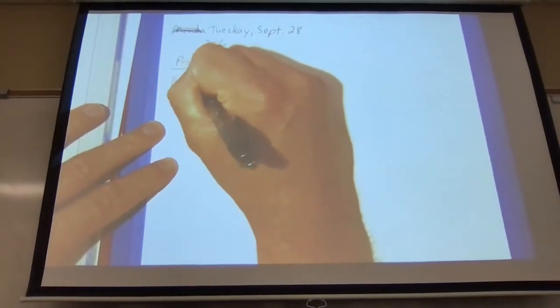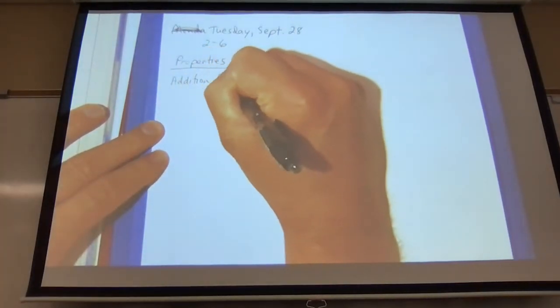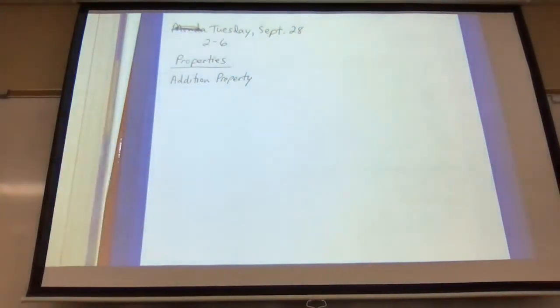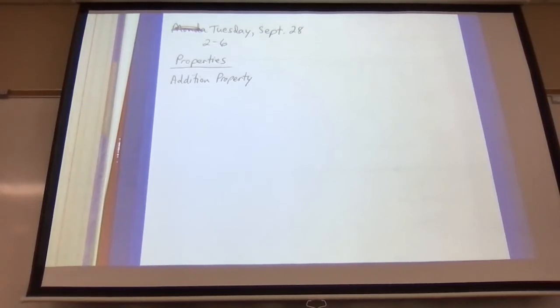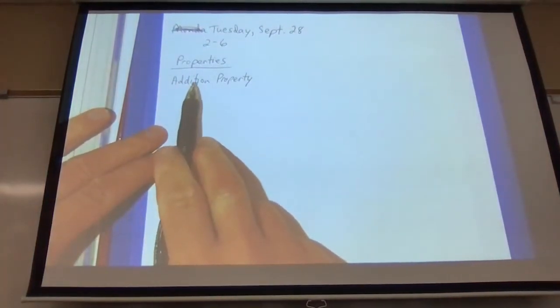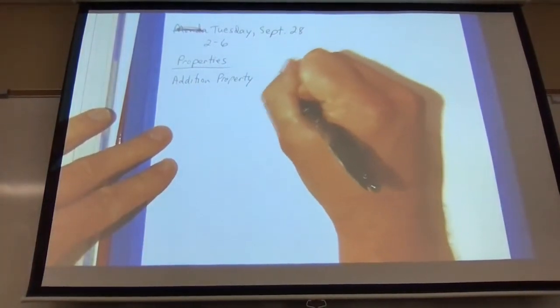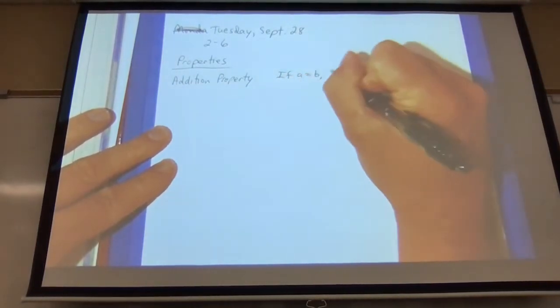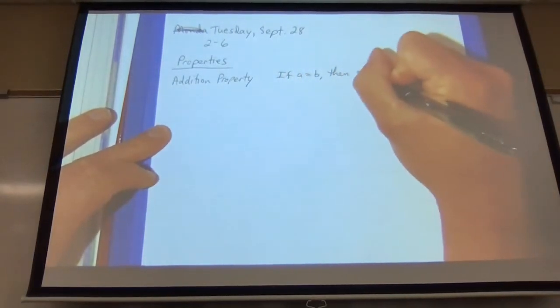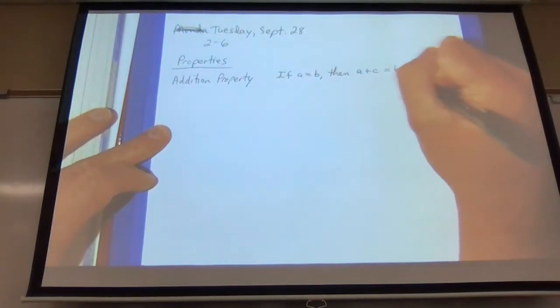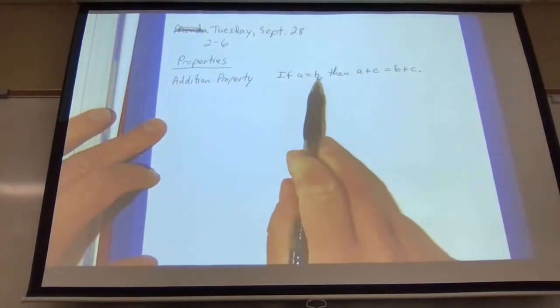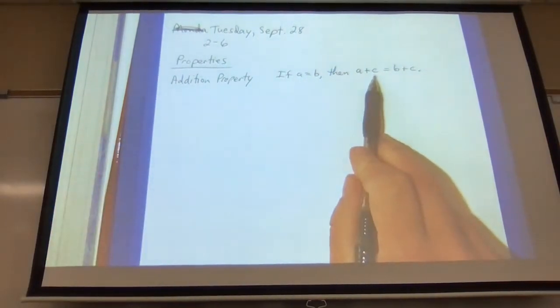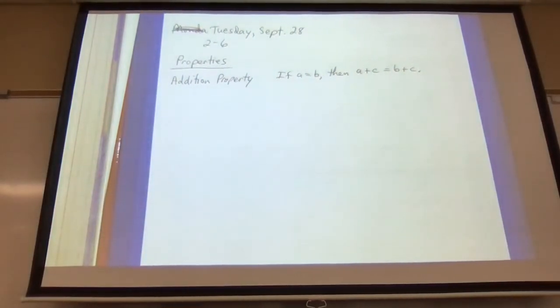We're going to start with the addition property. If you remember back to yesterday, we said the addition property allows you to add the same thing to both sides of your equation. So here's how it looks. If A equals B, then we can add the same thing to both sides. We can add C to both sides of the equation. You add C to both sides of A equals B, you get A plus C equals B plus C. Addition property lets you add the same thing to both sides of the equation.